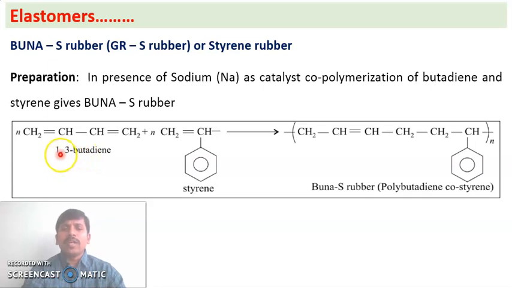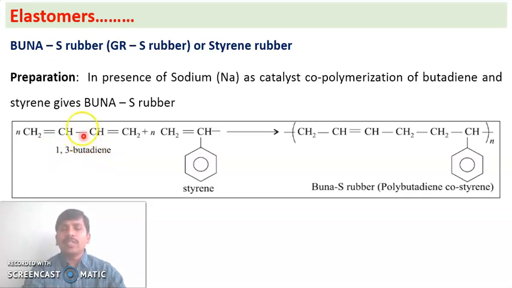So 1,3-butadiene is one reactant. The structure is CH2 double bond CH, single bond CH, double bond CH2. This is 1,3-butadiene, as it has two double bonds at the first and third carbon, it is called 1,3. As it has 4 carbons, it is called butane. So totally it is 1,3-butadiene.